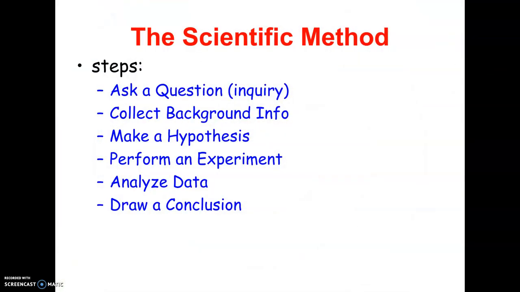All right, so the steps of the scientific method in general, as I'm sure you recall, are that we start by asking some kind of a question that we're going to answer. We collect some background information. We make a hypothesis or an educated guess about what we think is going to happen. We perform a controlled experiment. We gather our data and analyze it, and finally, we draw a conclusion which typically is accepting or rejecting the hypothesis that we made. So these are our general steps.